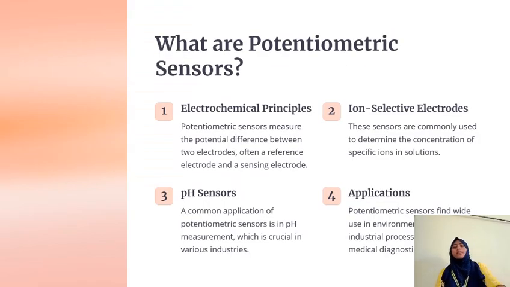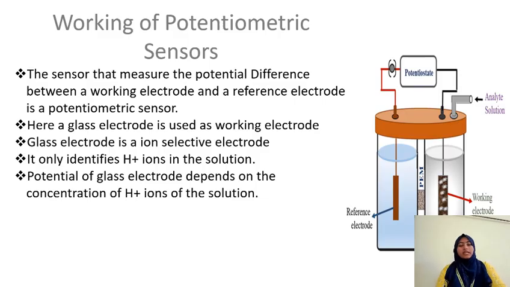First of all, what are the potentiometric sensors? Potentiometric sensors are a type of chemical sensors used to determine the analytical concentration of certain compounds in a solution or glass. So let us look briefly at the working of the potentiometric sensors. Potentiometric sensors measure the potential difference between the working electrode and the reference electrode. So here, in potentiometric sensors, they use two electrodes. One is the reference electrode and one is the working electrode.